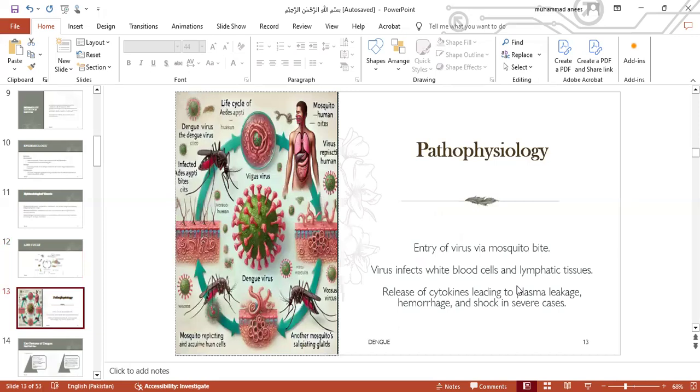Now, the pathophysiology is that when the mosquito bites, the virus enters the host via the mosquito bite. This virus infects the white blood cells and the lymphatic tissues, or also the RBCs. Release of cytokines leads to plasma leakage, hemorrhage, and shock in severe cases. The last point mostly occurs if a person has been already exposed to dengue virus before.